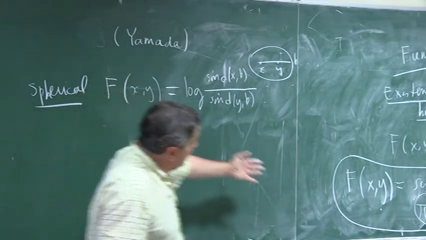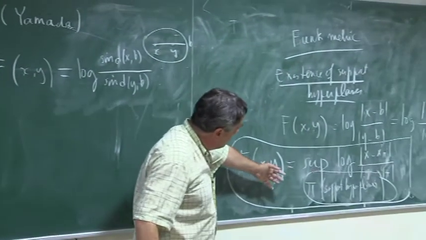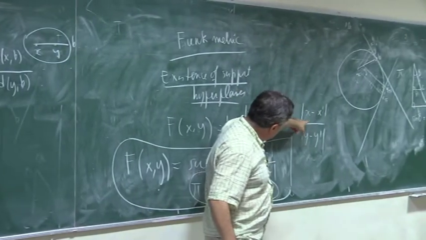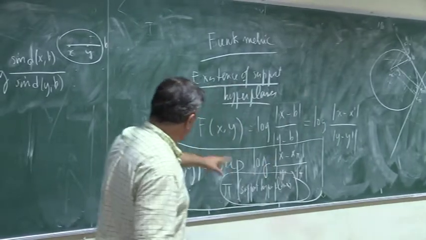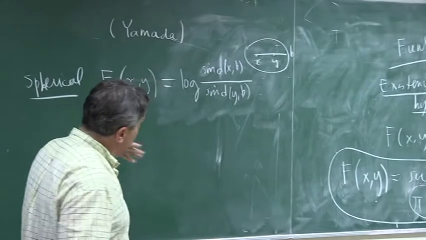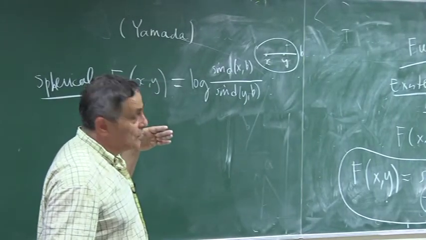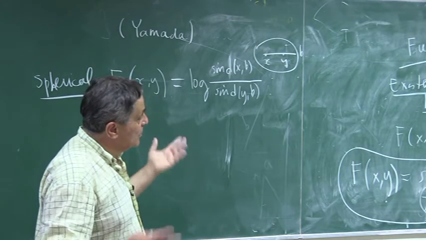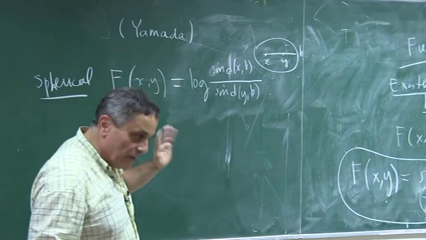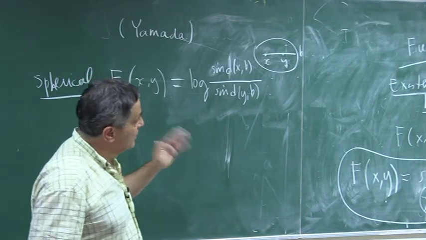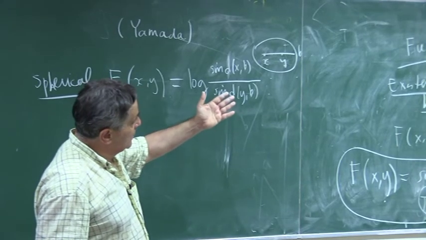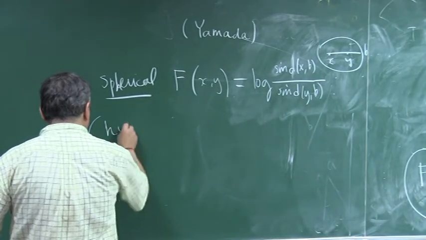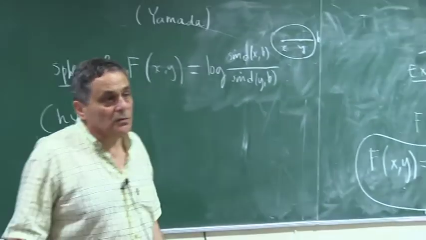And we have the same formula for support hyperplanes, except that here, instead of the Euclidean distance, you must put the spherical distance. You prove the triangle inequality, and so on. And then you try to prove everything you know about the Funk metric for this spherical Funk metric. Not all the things work. Some of them work. And of course you have also the hyperbolic Funk metric, which you can also study.